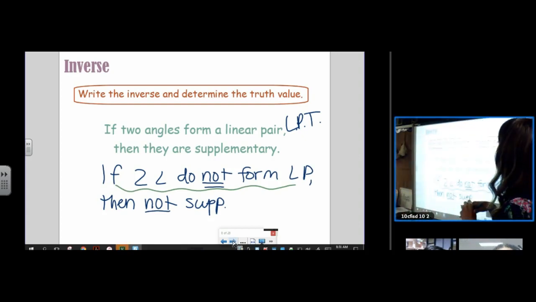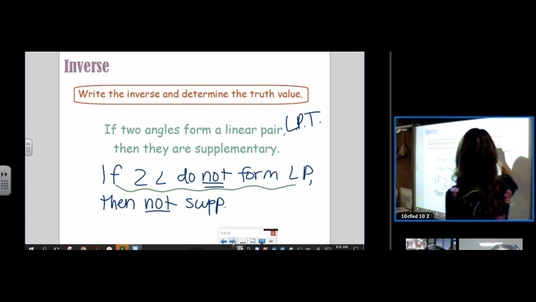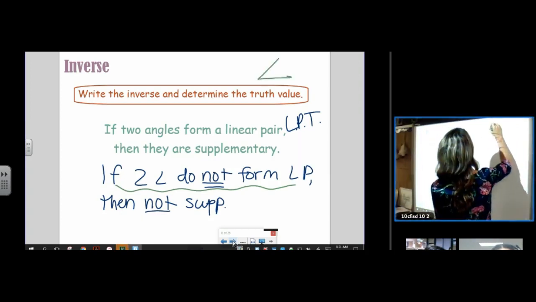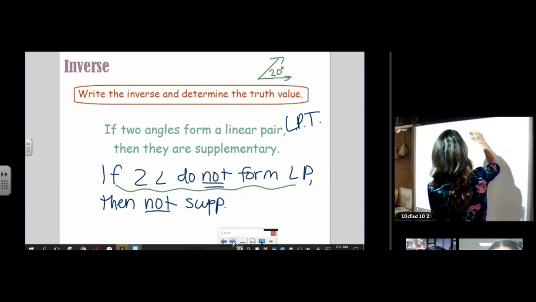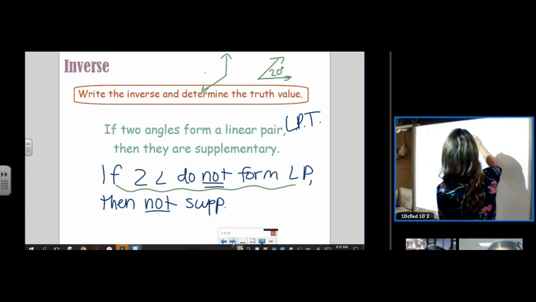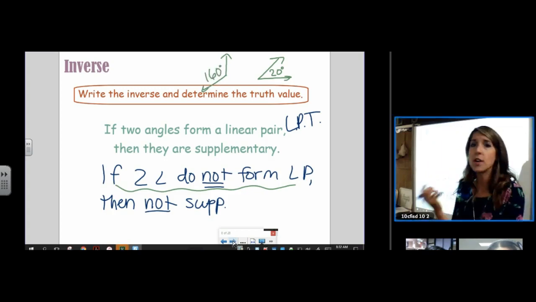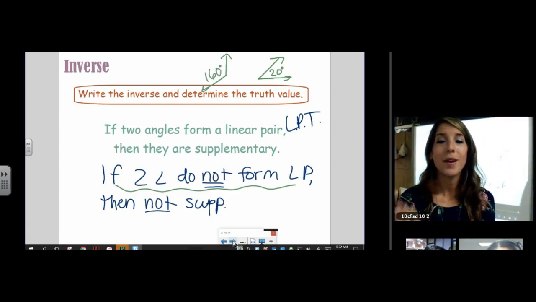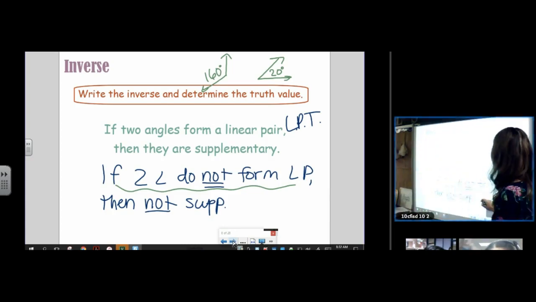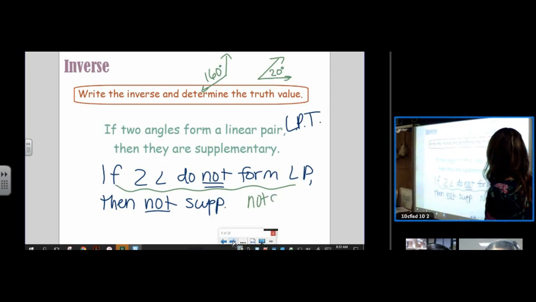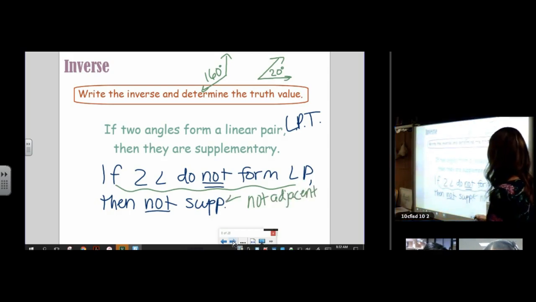So we can have angles that add up to 180 that are not adjacent to each other. So this one could be 20 degrees, and somewhere over here, this one could be 160. Those are not a linear pair, but are they supplementary? Yes, we just proved it wrong. So you would draw ones that are not adjacent, but that are still supplementary.